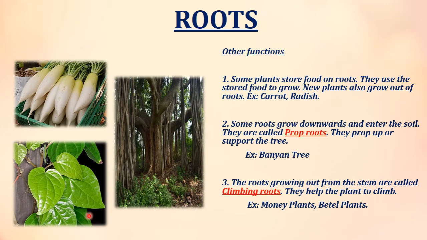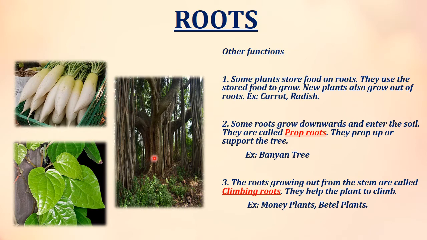The plants that store food in their roots are carrot, radish, turnip, sweet potato and dahlia. The plants use the stored food to grow. New plants can also grow out of these roots.